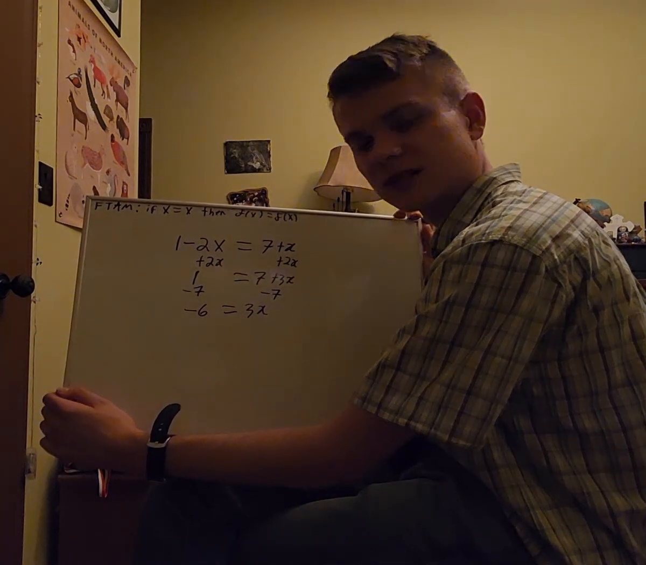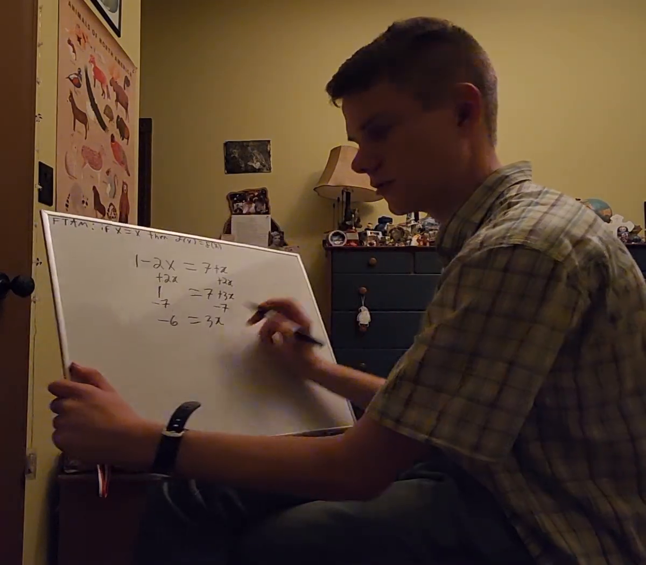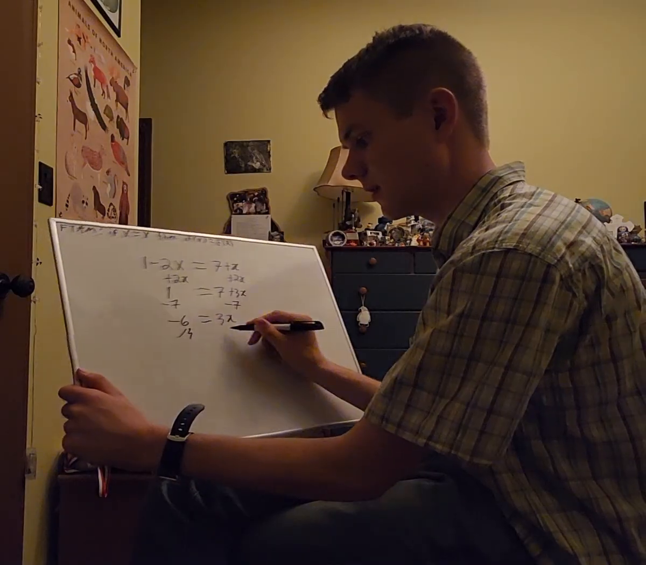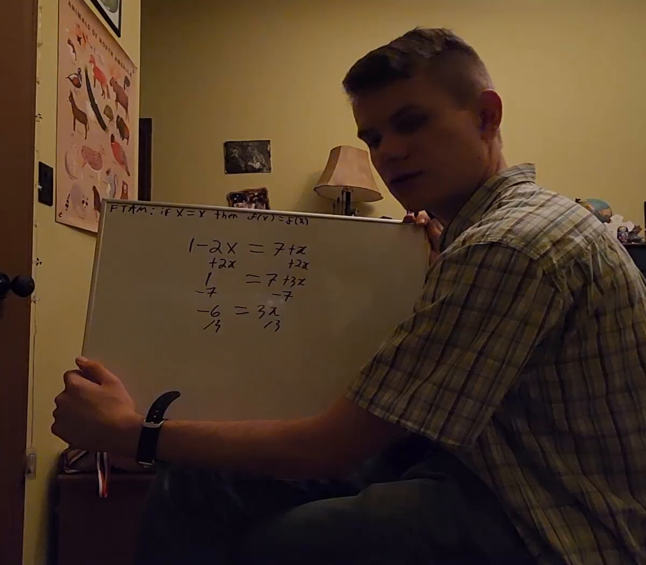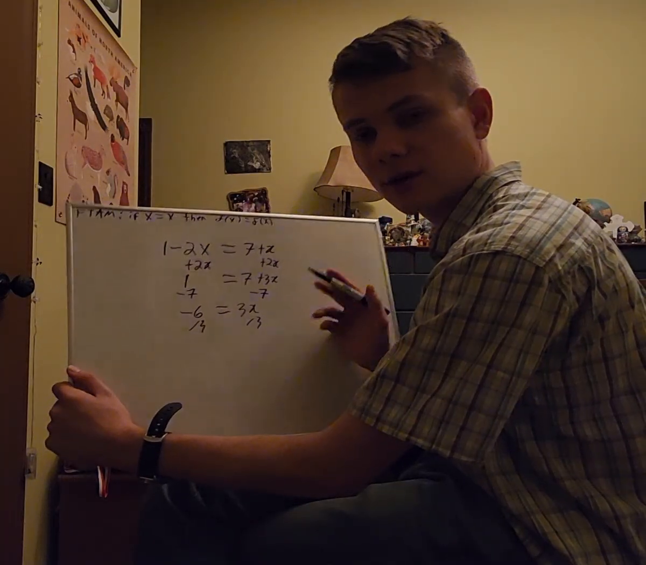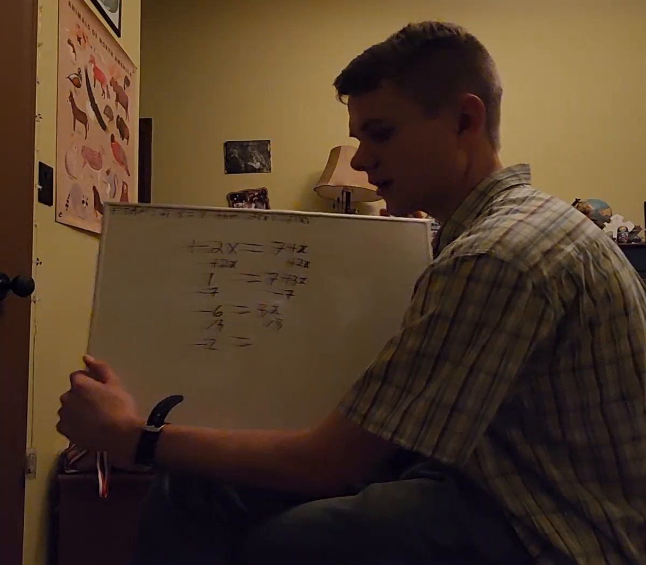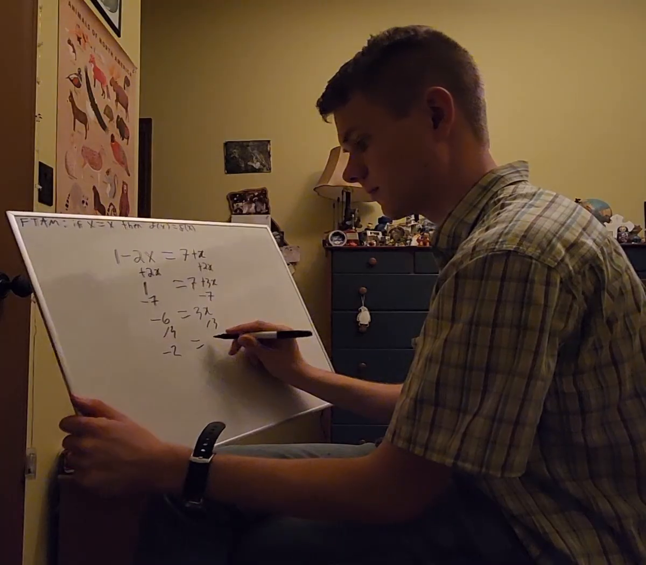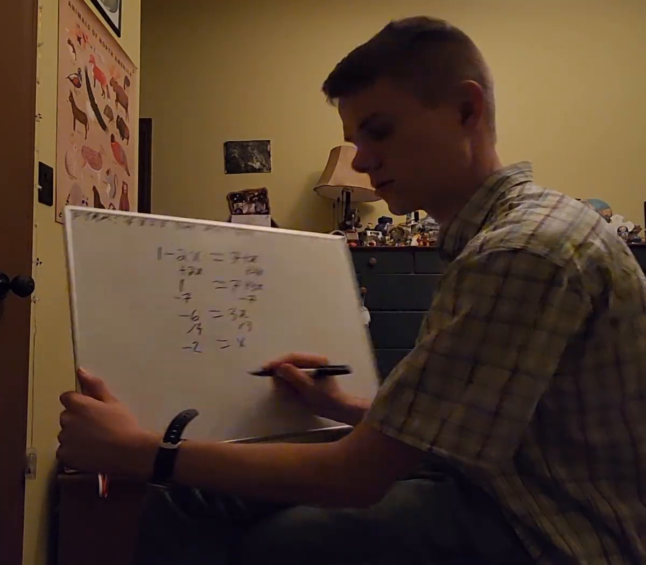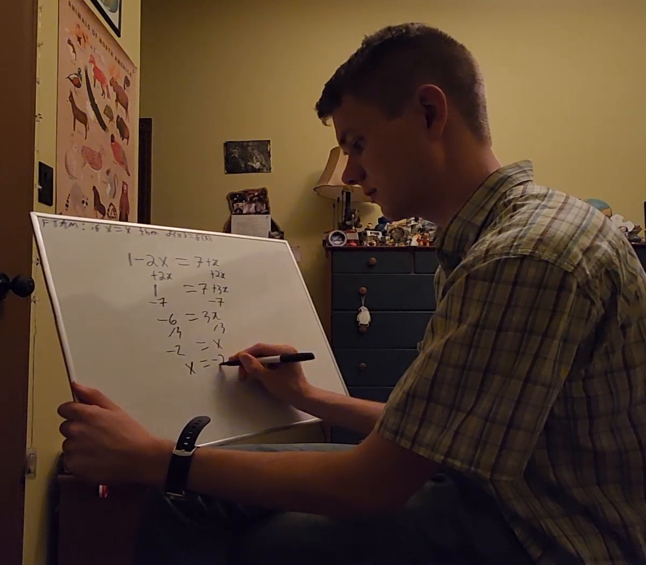Finally, we need to divide both sides by 3 to get x. So we do negative 6 divided by 3 and 3x divided by 3. Okay, so we get negative 2. So sorry, negative 6 divided by 3 is negative 2. So that's our left-hand side. The right-hand side is 3x divided by 3, which is just x. So negative 2 equals x, or x equals negative 2.